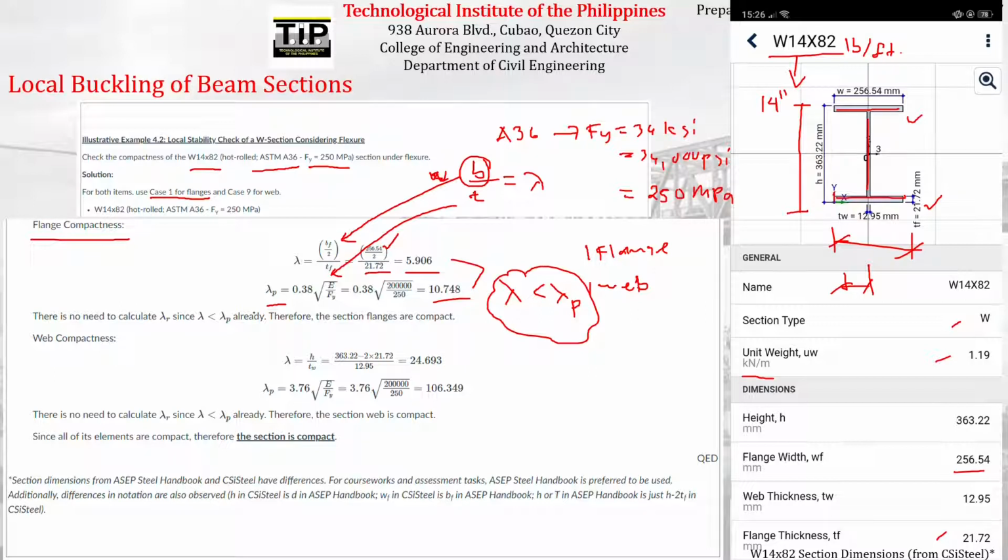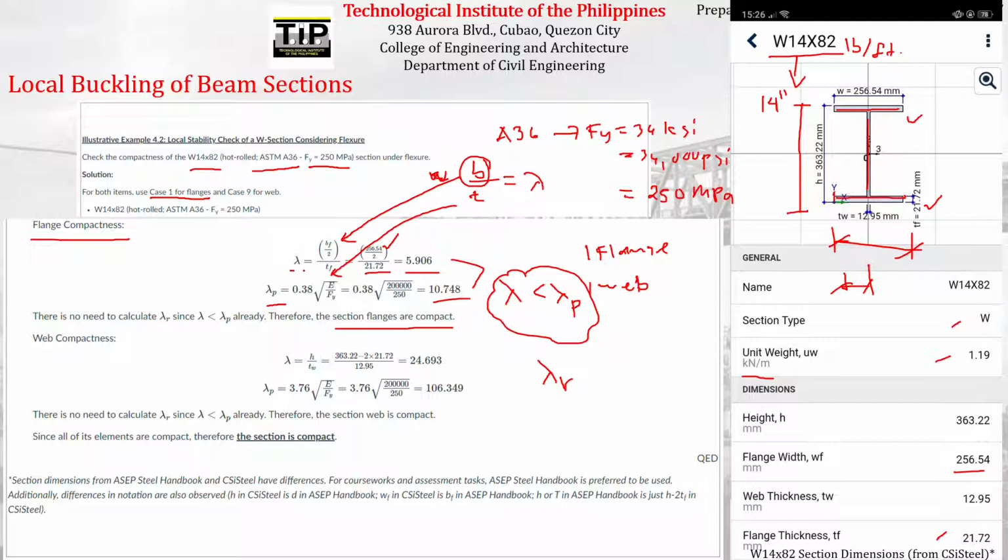Okay, since lambda is less than lambda p, therefore we can already say that the section flange is compact. Okay, we no longer need to check lambda r. Why? Simply because we already found out that lambda is less than lambda p. Therefore, the section is compact. We know that if lambda is less than lambda p, we can already say that it is compact.